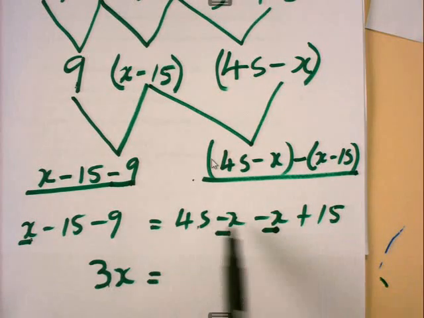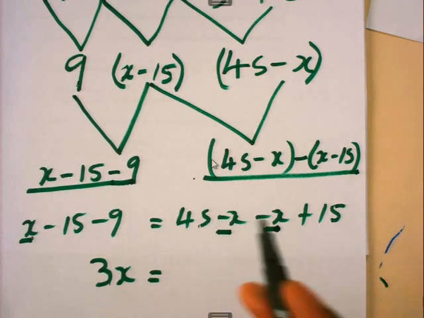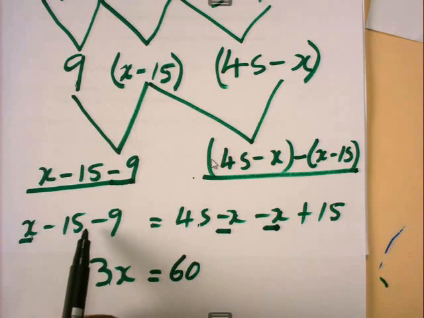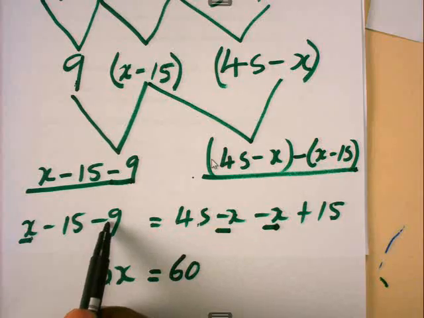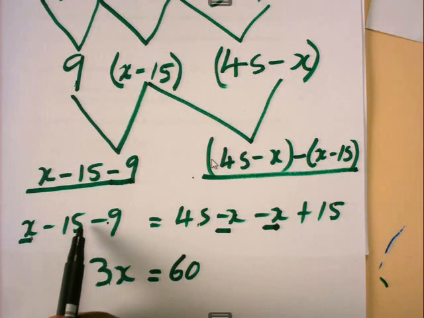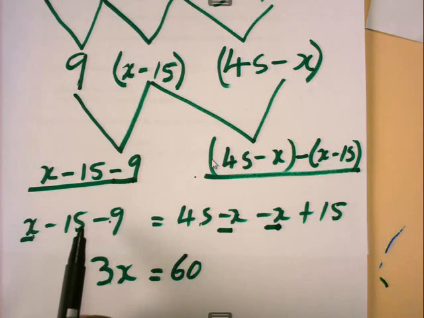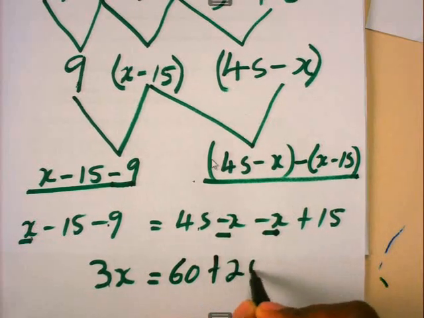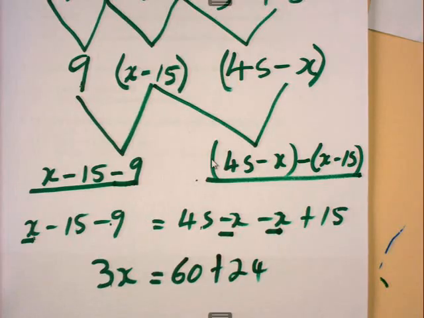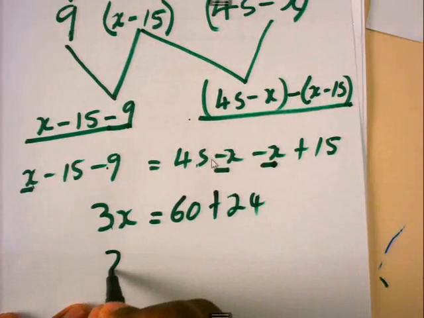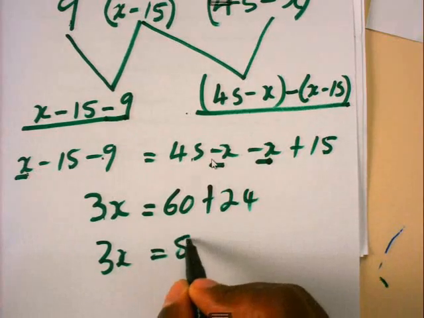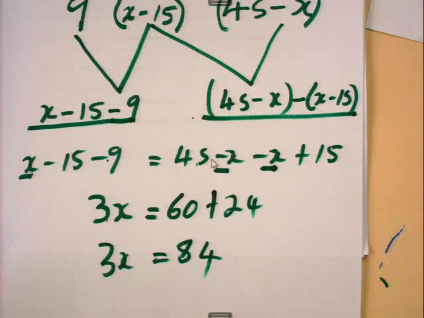Now what are we left with? We are left with 45 plus 15, and 45 plus 15 gives us 60. Then minus 15 minus 9 gives us minus 24. And that minus 24, you need to transpose it to the right. Then it becomes plus 24. Let's add the like terms. 3x is equal to 84. Now, for us to determine the value of x, we divide by 3.